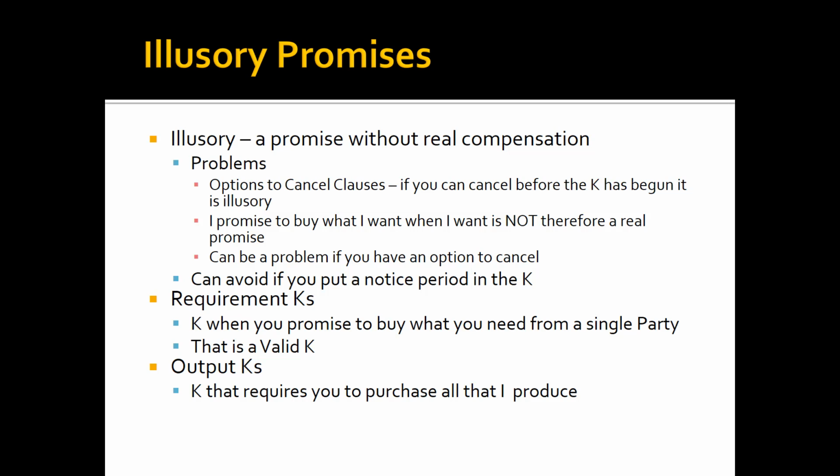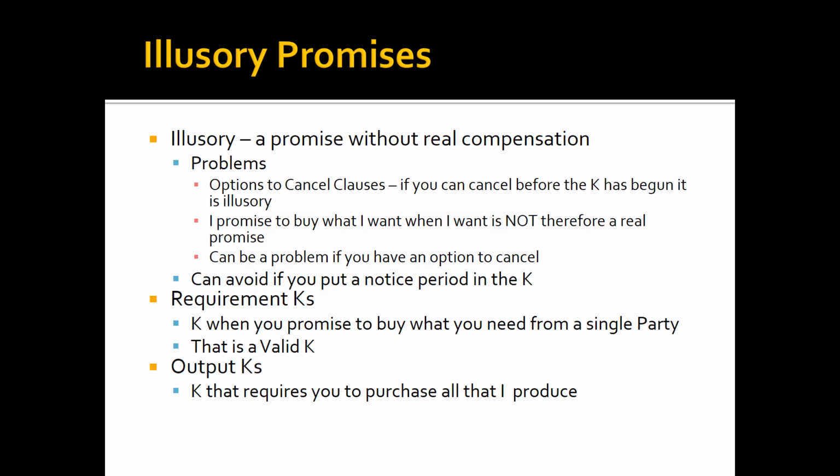Now, this can be a real problem when you create option contracts. So usually what you do is you say, I will pay X amount of money, or I will surrender X amount of time in order to have the right of cancellation or the right to continue the contract. Now, there are two contracts that might at first appearance seem to fall into these, but in fact are valid contracts. These are called requirement contracts and output contracts.